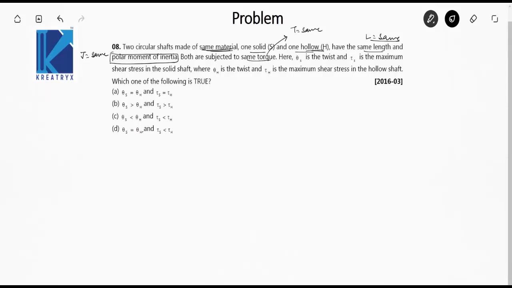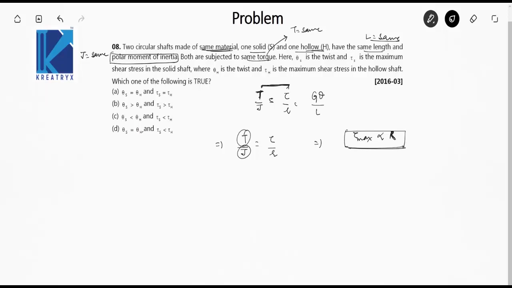So obviously we'll be using the torsion equation, that is T by J is equal to tau by R is equal to G theta by L. So let's compare these relations first. T by J is equal to tau by R. Tau s is the maximum shear stress in the solid shaft, and tau h is the maximum shear stress in the hollow shaft. T is same and J is same, so I can say that tau max is directly proportional to the radius of the solid shaft and the hollow shaft.